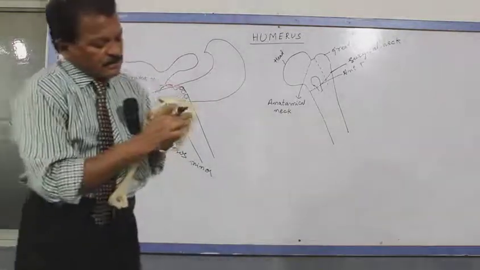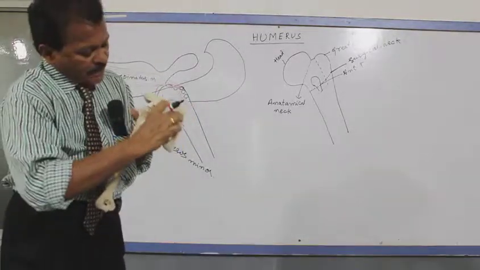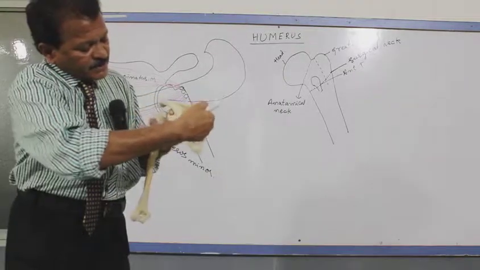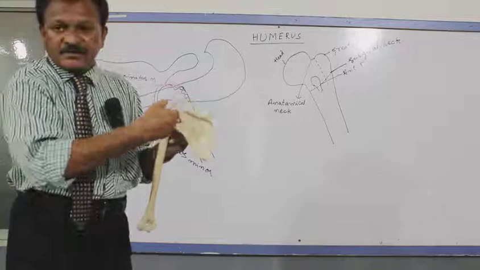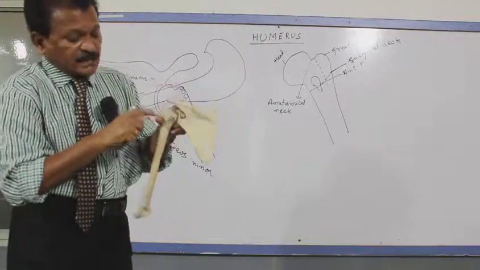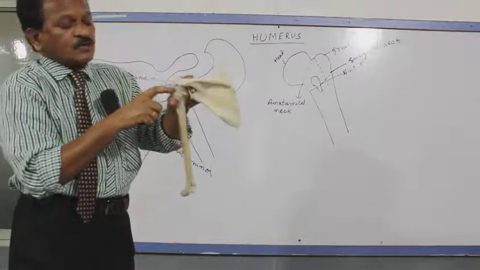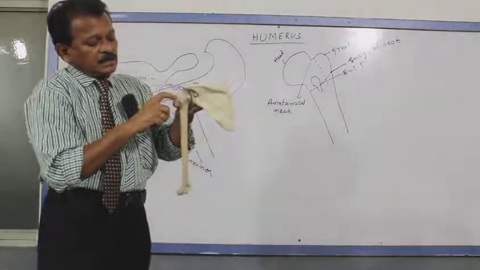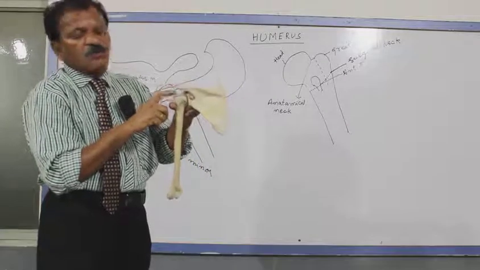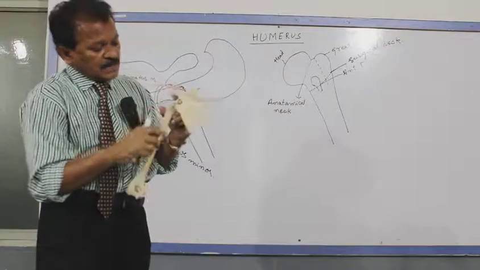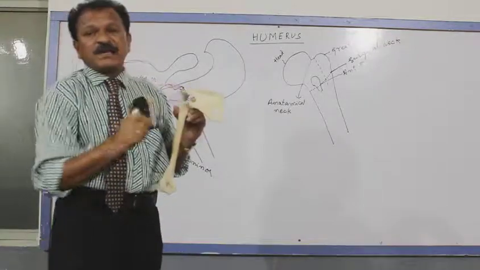Here is the infraspinous fossa, and it gives the infraspinatus muscle. These muscle fibers ascend upwards, forwards and laterally. They form the tendon, and the tendon is inserted on the superior surface of the greater tubercle of the humerus. That takes the middle impression, and then comes the teres minor muscle.